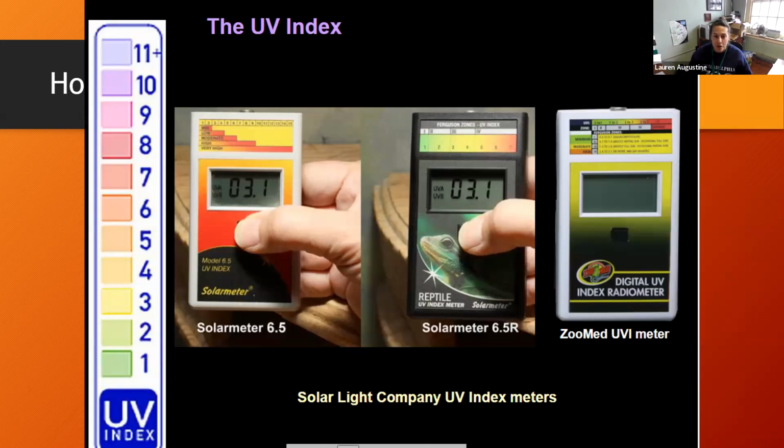And so how can we measure UVA? So I like these solar meters. You can get a solar meter that reads the UV spectrum. You can get one that just does UVB, and you can get one that can separate out UVA from UVB. And then there is an index that you can utilize that they've made for reptiles specifically, but I think it could be translated easily to other species as well.